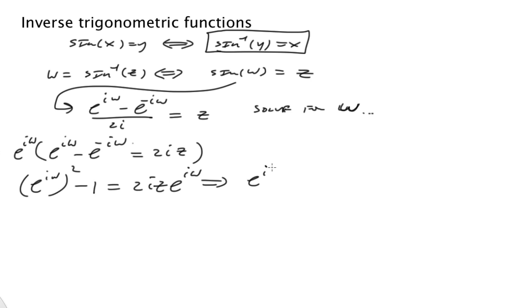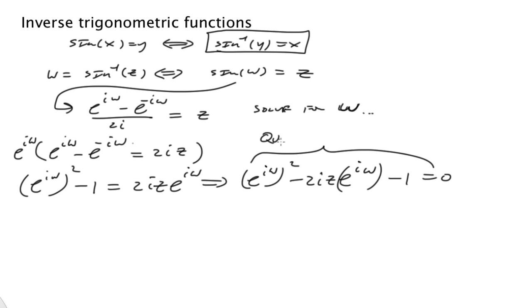All right, I'm going to just rearrange this equation a bit. We have e to the iw quantity squared minus 2iz e to the iw, and I'm going to put that in a little parenthesis there, minus 1 equals 0. All right, so this looks like a quadratic in e to the iw. So let's see if we can solve for e to the iw. The quadratic equation, it turns out, works every bit as fine in the complex plane. And so we're going to do that.